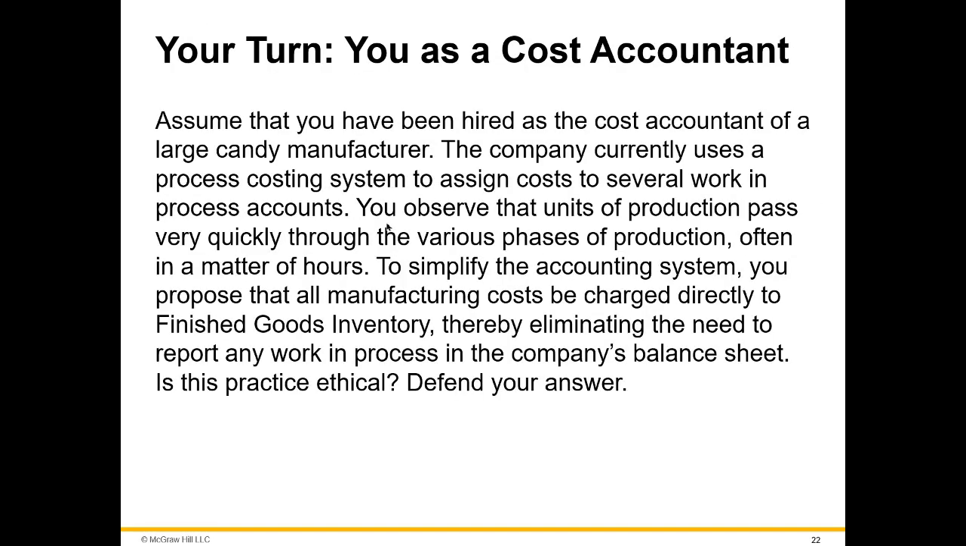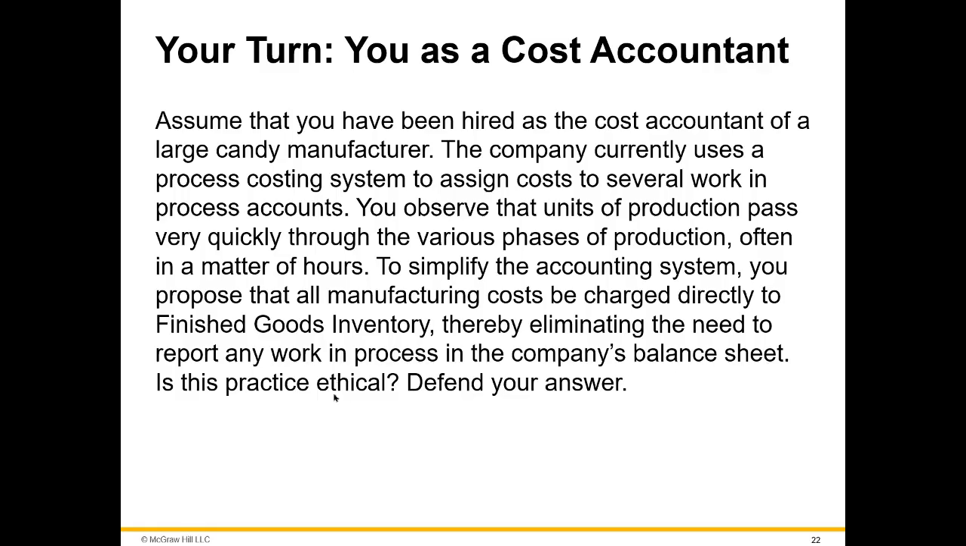Okay, assume you've been hired as the cost accountant of a large candy manufacturer. The company uses process costing. You observe that units of production pass very quickly through the various phases of production, often in a matter of hours. To simplify the accounting system, you propose that all manufacturing costs be charged directly to finished goods inventory, thereby eliminating the need to report any work in process in the company's balance sheet.